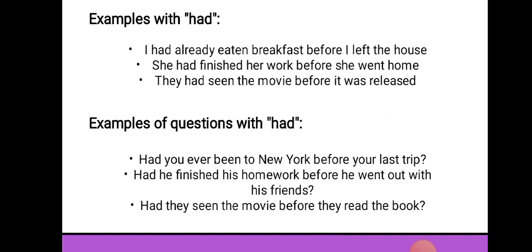Examples with had. Here you can see example with question. Here you can see example with question using the verb had.